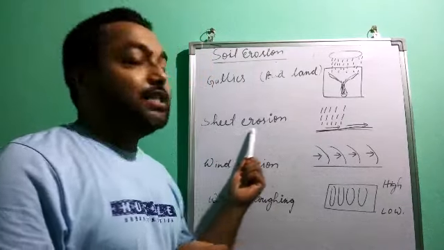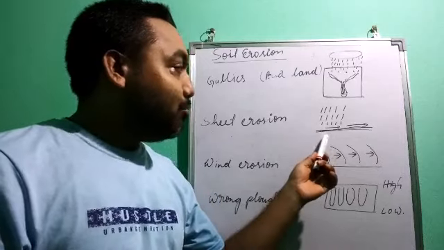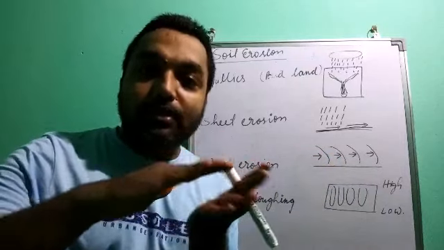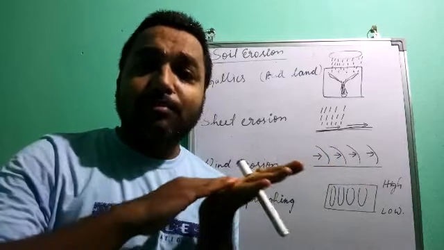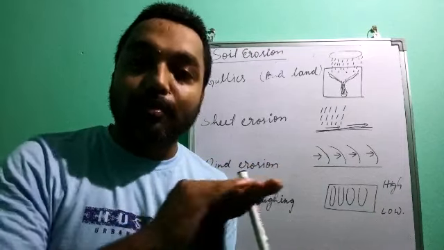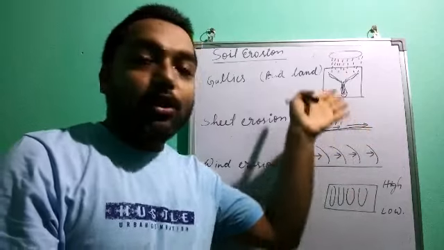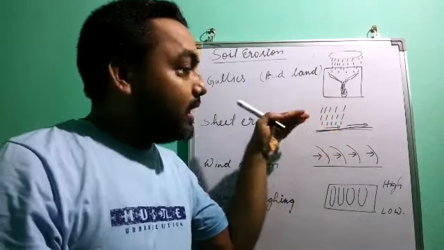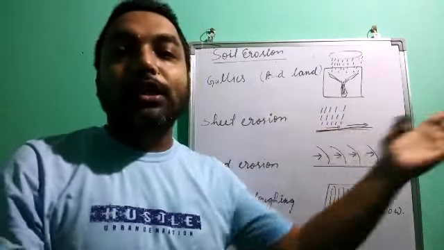The next type of erosion is sheet erosion. This happens in a plot of plain land where there is no vegetation, no grass, no plant. In that plain land, when rainfall takes place, the water flows over the land.